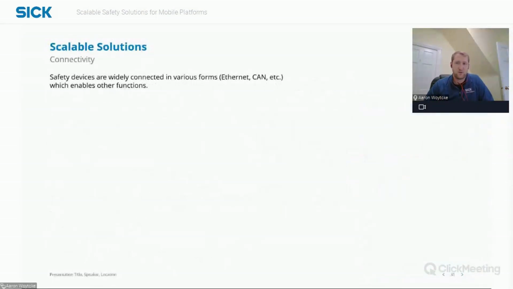So next, we're going to jump into connectivity and look at how connected devices need to be considered with scalable solutions. Safety devices are widely connected.